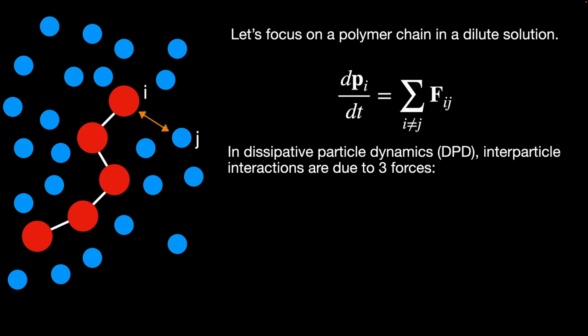Okay, so in DPD, the interparticle interactions are due to three forces, and the most important one is the conservative force. This is what really gives rise to the interactions, whether something's favorable or unfavorable, et cetera. This is really the interaction. If you're thinking about molecular dynamics, this force would be replaced with something like the Lennard-Jones potential. And so this force has a couple of terms that are important, and they're going to show up throughout DPD and throughout writing this simulation.